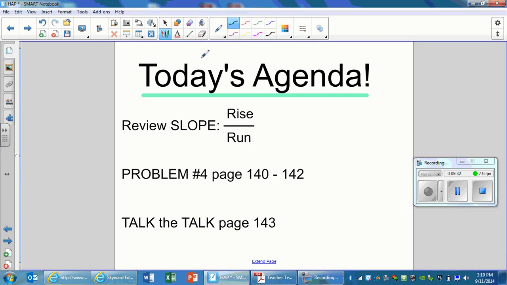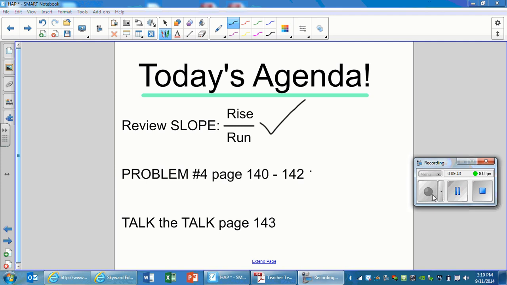All right, so now that we have reviewed a little bit, let's turn to page 140 and start problem number 4. Pause and press play when everyone has their books out. Now turn to page 4. If you do not have your book, then you have to do it on notebook paper.